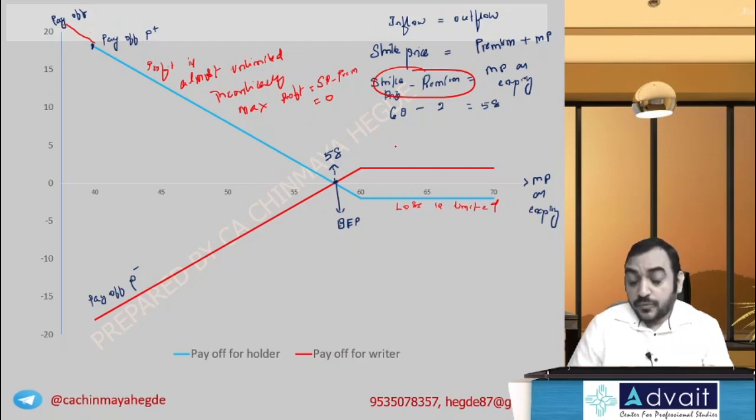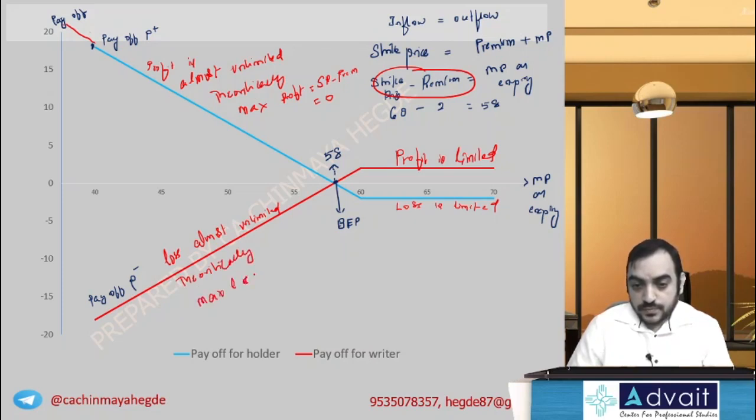Again, for the holder, for the writer, profit is limited. Loss is practically unlimited, almost unlimited. Profit and loss theoretically: maximum loss is the same, strike price minus premium.